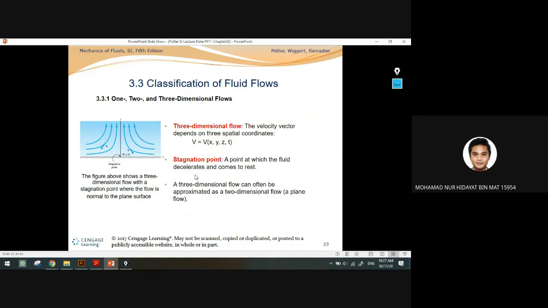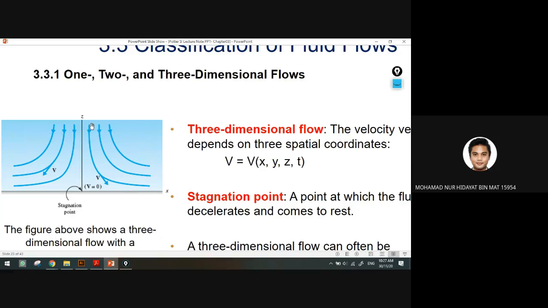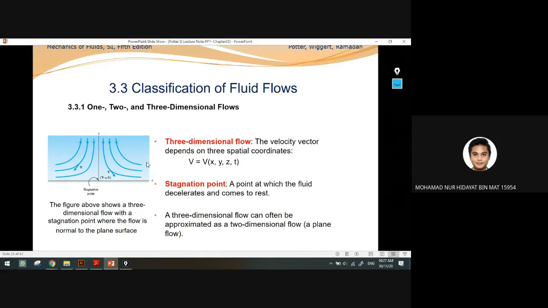So what is a stagnation point? A point at which the fluid decelerates and comes to rest. You can see here, this is the fluid motion from the top to the bottom. And suddenly when the fluid encounters the obstacle here, it will suddenly decelerate and come to rest, it stops. Thus the velocity here is equal to 0. So that is basically the definition of velocity at the stagnation point.